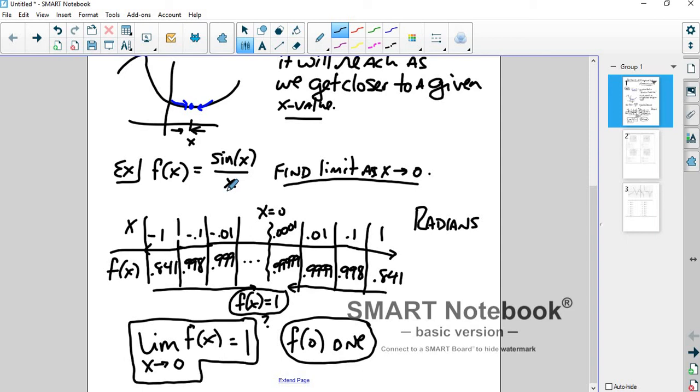So that brings us to our first point here, that the limit can't tell you about the function value. I kind of joke around and say that the limit is a shallow function because it doesn't really care about who you are.